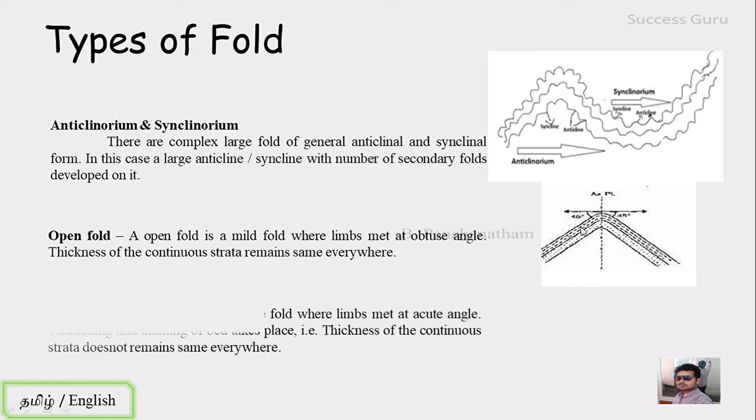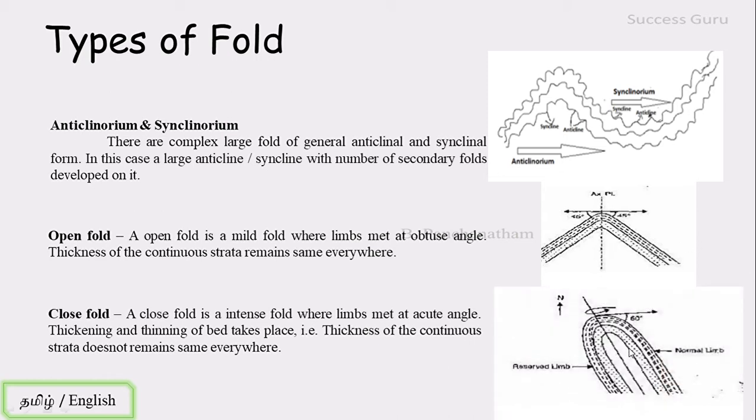And when you're talking about the close fold, what happens? The interlimb angle will be acute. You can see here the interlimb angle is acute, and also the thickening and thinning takes place, because when the maximum folding happens, the beds get thin here, and as it gets thin, the material will move in these two directions, so these two portions will be thicker. So this is called thinning and thickening. So this will take place in close fold, whereas in open fold there will be no thickening and thinning, and hence the rock formation remains with the same thickness all along.